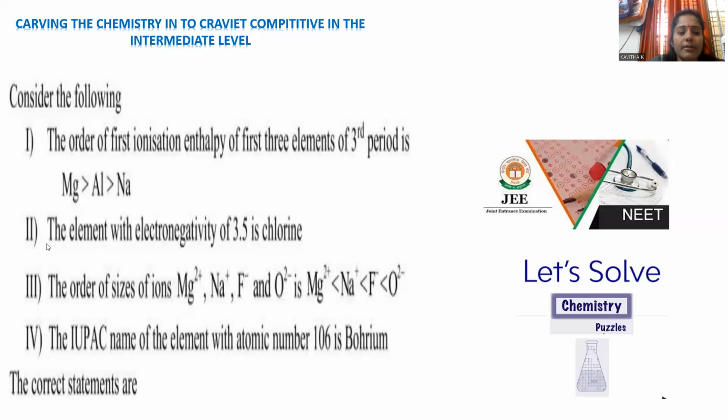Let's go with option number 2. The element with electronegativity 3.5 is chlorine. Chlorine's electronegativity as per the Mulliken scale is 3 only. 3.5 is not a correct representation.